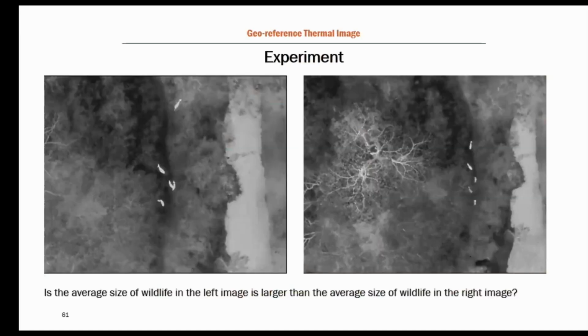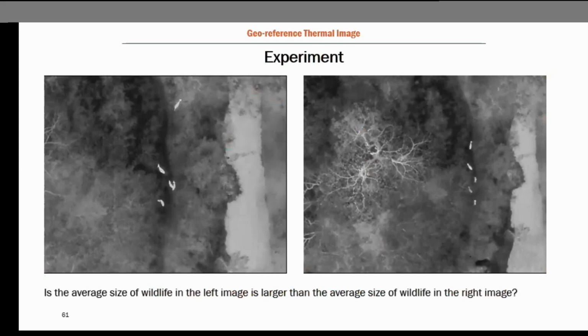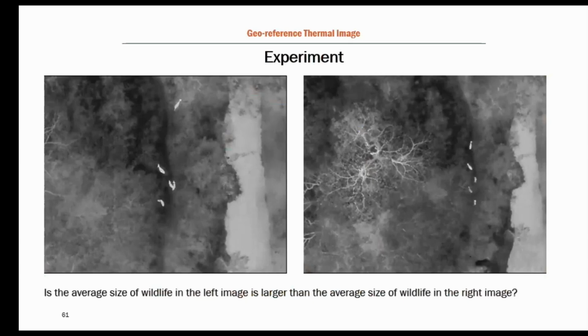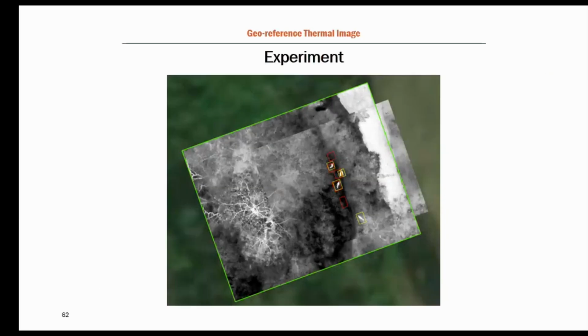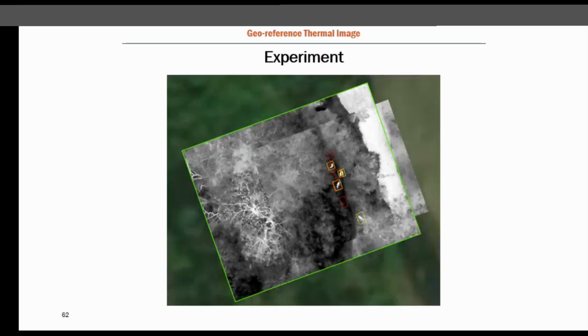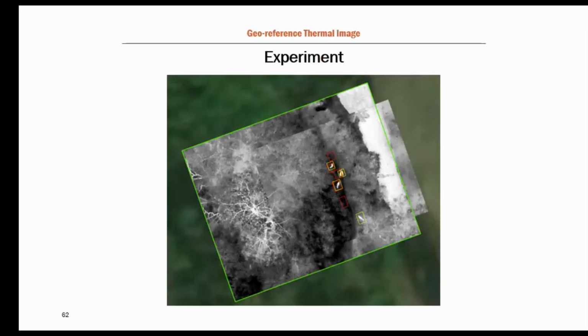I'd like to use this slide to show how to estimate the real size of the detected animals. There are two thermal images in this slide. Intuitively, we may assume that the animals in the left image are larger than those in the right image. By using the wildlife detection model, the animals in the two thermal images can be detected. The animals are there, and the model will annotate these targets with bounding boxes.